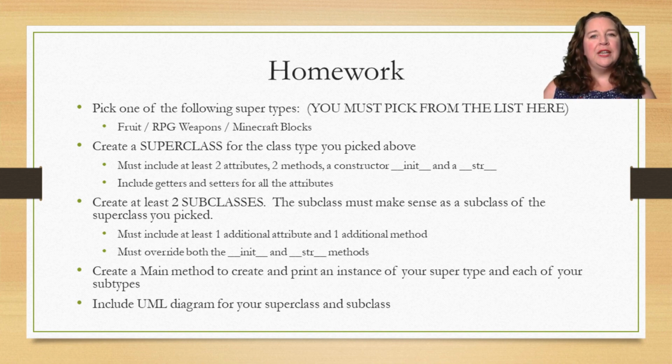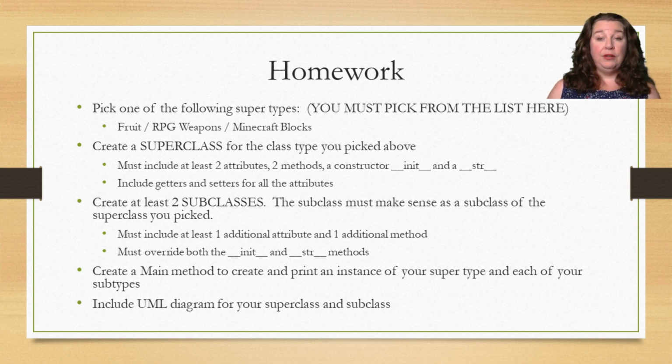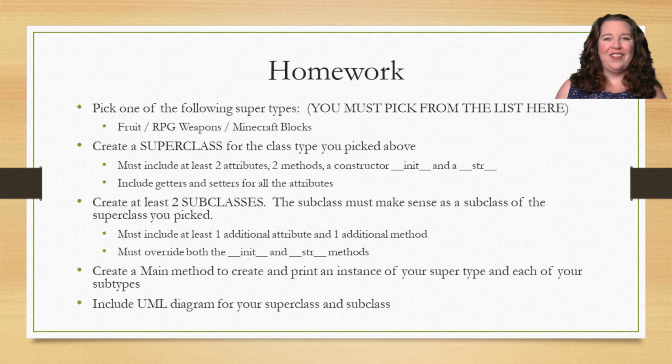You are then going to create 2 subclasses underneath that first class. You can have more than 2. You can have 3, 4, 5, depending on how many subclasses you want. And that's totally acceptable. You can also have nested subclasses, so subclasses under subclasses, because you can do that. These subclasses must make sense. So if you're going to pick fruit, please don't pick square as your subclass, because that doesn't make any sense. Don't pick magic wand as your subclass for a Minecraft block, unless you want the magic wand Minecraft block, which does exist. Anyway, you need to have at least 1 additional attribute and at least 1 additional method that goes along with that object.